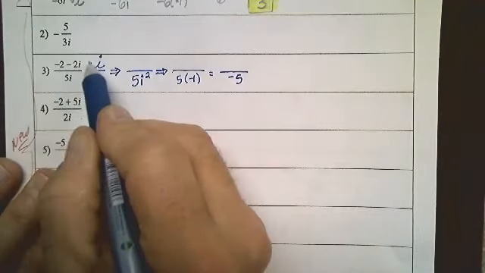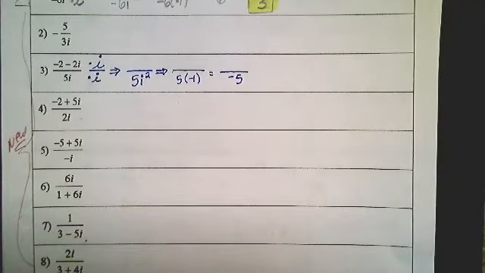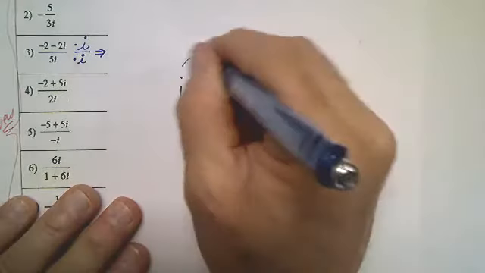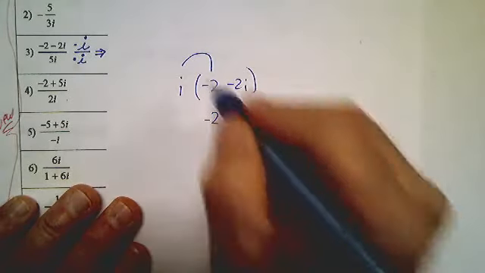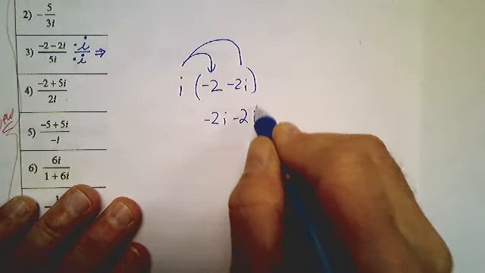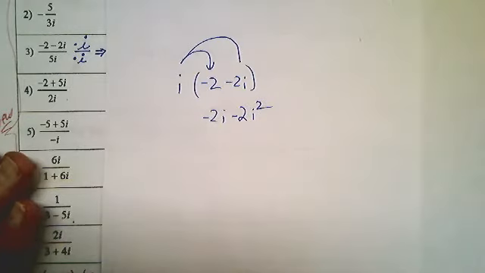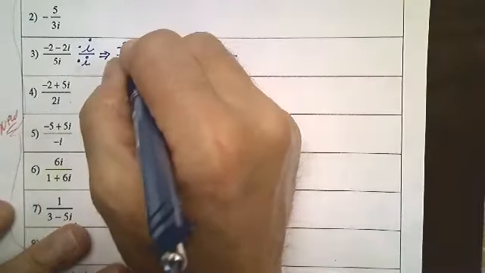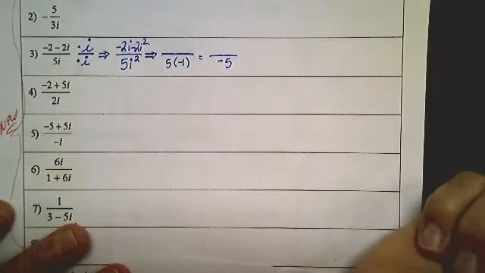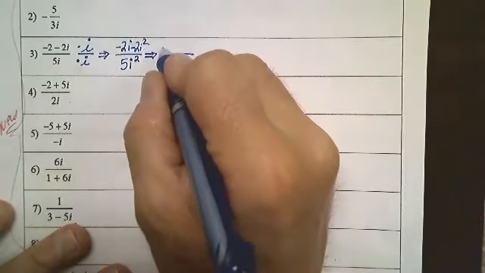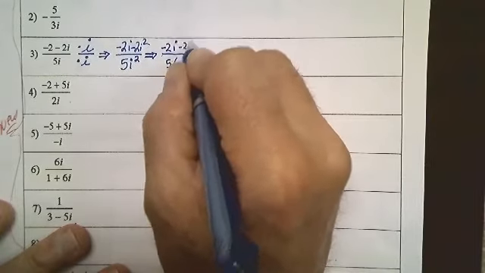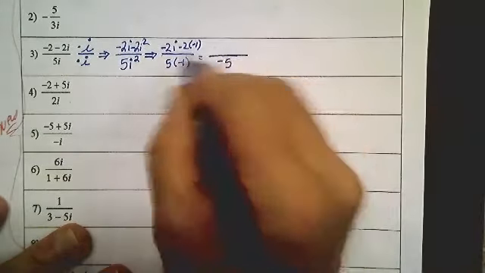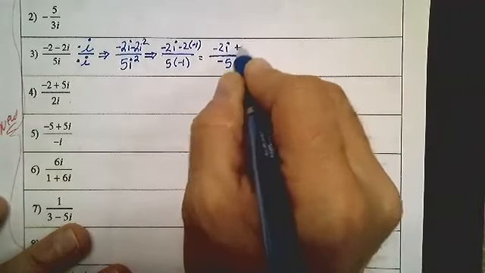I have to distribute the -2. Some of you may have an easier time if you do this. -2 minus 2i times i is -2i, -2i squared. -2i minus 2i squared. i squared is -1, so I make my little conversion. -2i, -2 times -1. -2i plus 2.